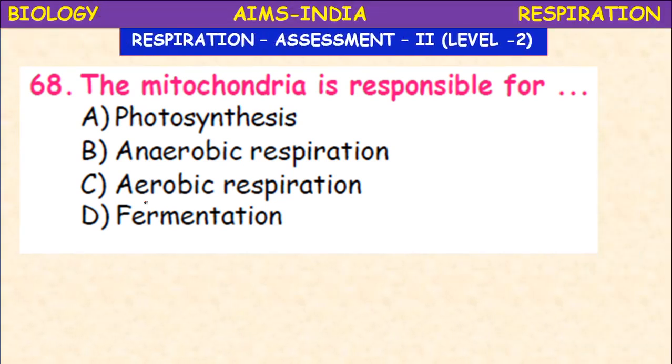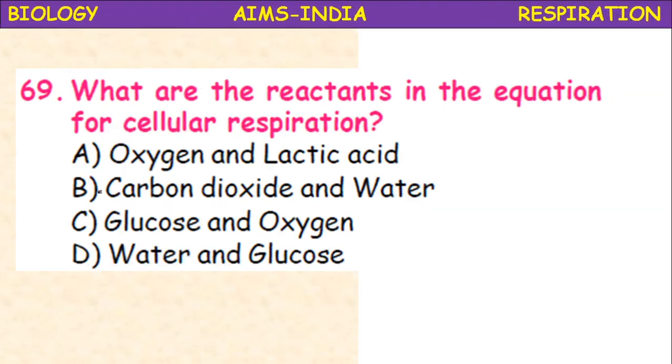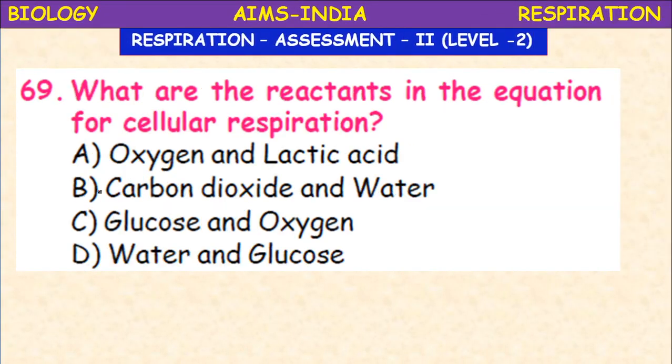The mitochondria is responsible for photosynthesis, anaerobic respiration, fermentation. So direct answer, aerobic respiration. What are the reactants in the equation of cellular respiration? Oxygen and lactic acid, carbon dioxide and water, glucose and oxygen, water and glucose. So it is C6H12O6 plus 6O2. So glucose and oxygen.